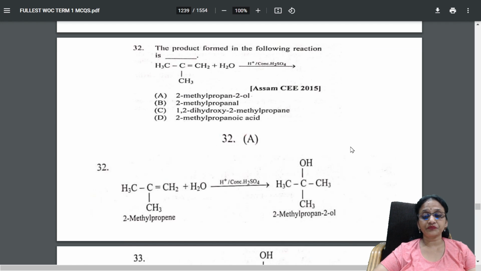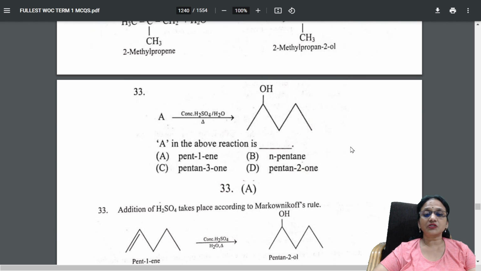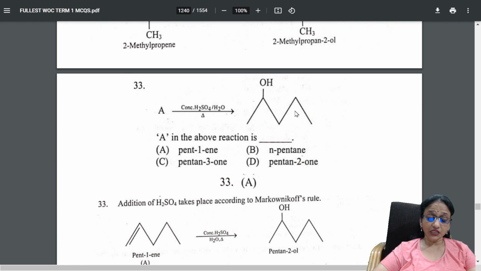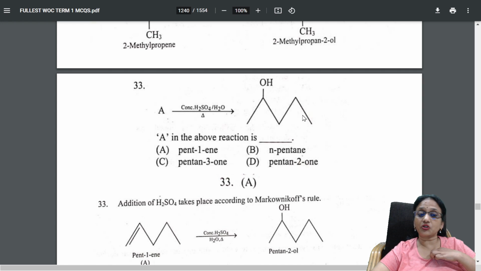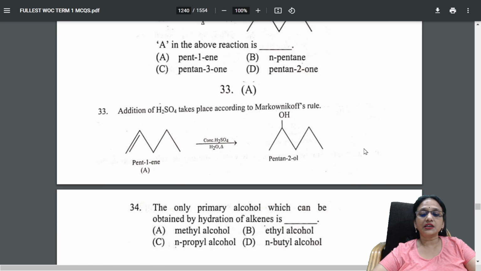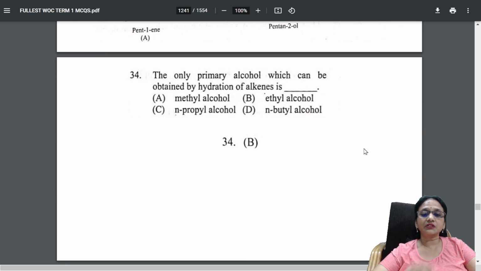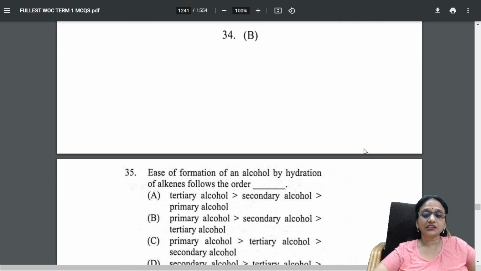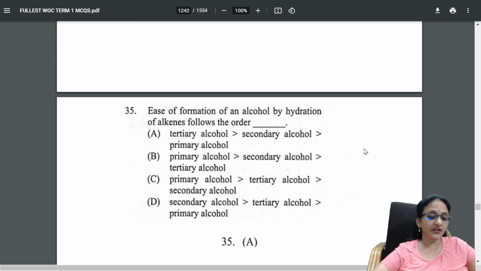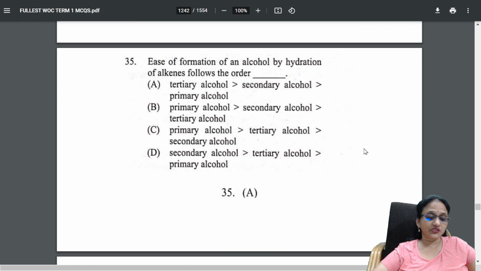Concentrated sulfuric acid. Gradually we will go into a concept where they will ask you to find out A, and the product is given to you. We very well know that alkenes in the presence of hydration, or acid catalyzed hydration, give alcohols. That's Markovnikov's rule. The only alcohol which can be obtained by hydration of alkenes is ethyl alcohol, the primary alcohol, correct? Further, this is the ease of hydration of alcohols, and this is the order.